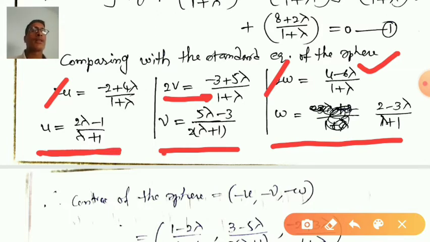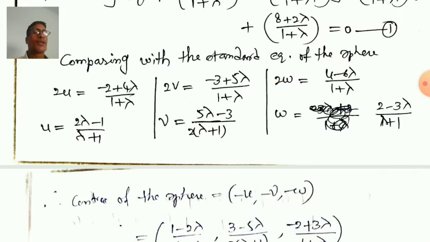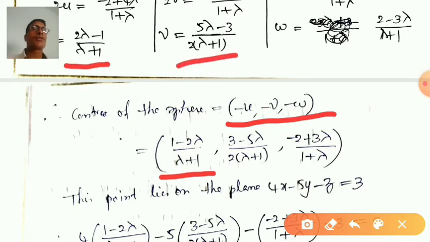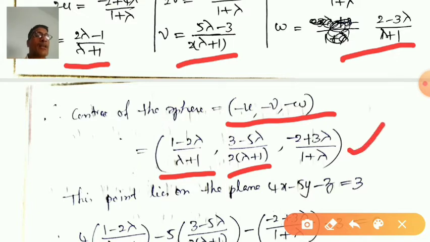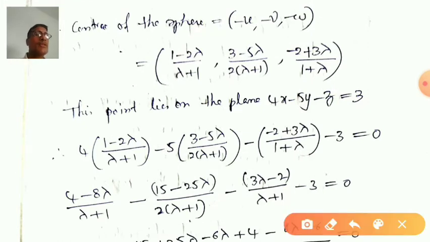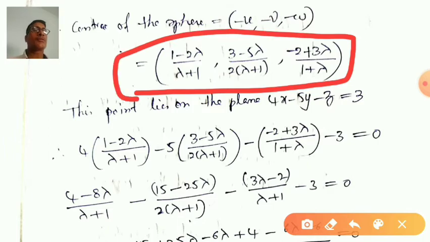This is u and this is v and this is w. Therefore, this point can be written as minus u comma minus v comma minus w. Therefore, minus u is equal to 1 minus 2 lambda by lambda plus 1. Minus v is equal to 3 minus 5 lambda by 2 into lambda plus 1. Plus w is equal to 3 lambda minus 2 by 1 plus lambda. Therefore, the point lies on the plane. Actually, this is the center of the sphere, what we have to find.